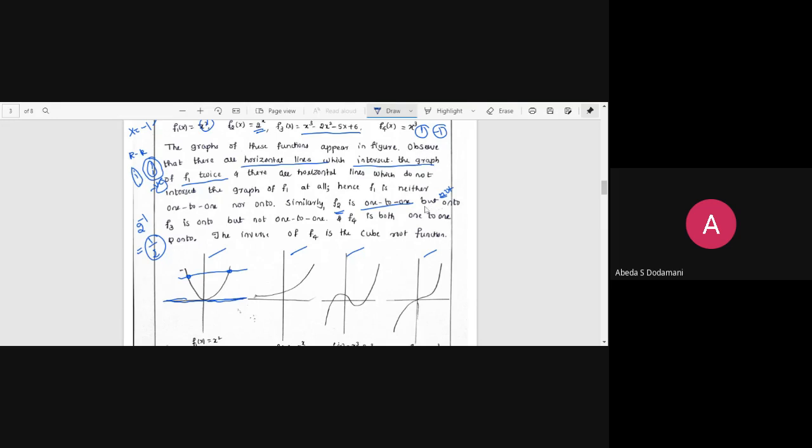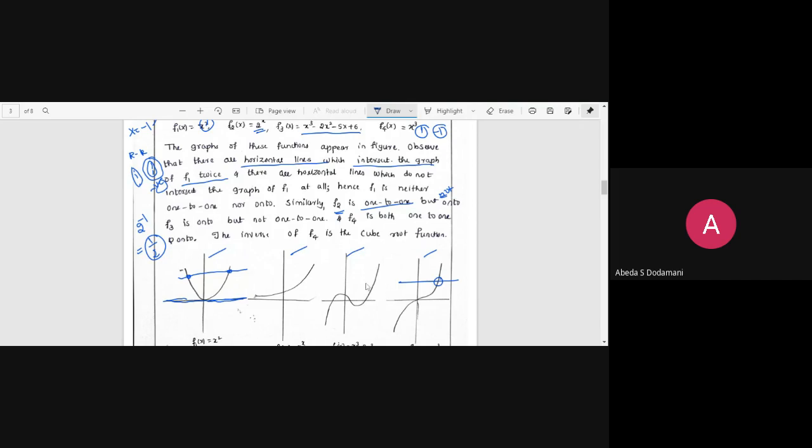Moreover, when you draw a horizontal line, it has to intersect at one single point. Then only we say it is a 1, 1 function. And when you draw a vertical line, we should also get only one single intersection. Then only we can say it is onto. Okay, so that's the basic idea. Please remember, this is how we can geometrically interpret 1, 1 and onto functions.